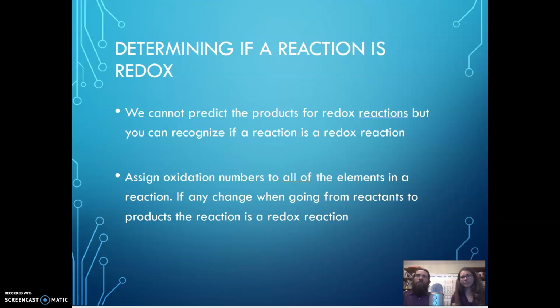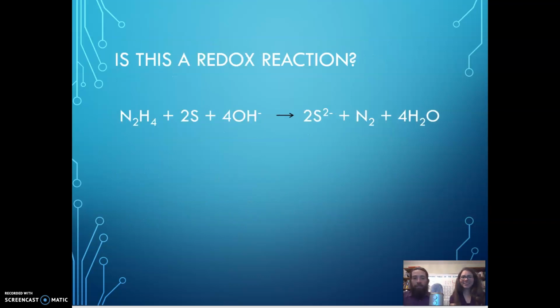So before we were predicting products by doing double displacement reactions. With redox reactions, we can't necessarily predict the products, but we can recognize if the reaction is a redox reaction. And the way we do it is we just assign oxidation numbers to all the elements in a reaction. So we have to know the products and the reactants. And if we see a change, we know it's a redox reaction.